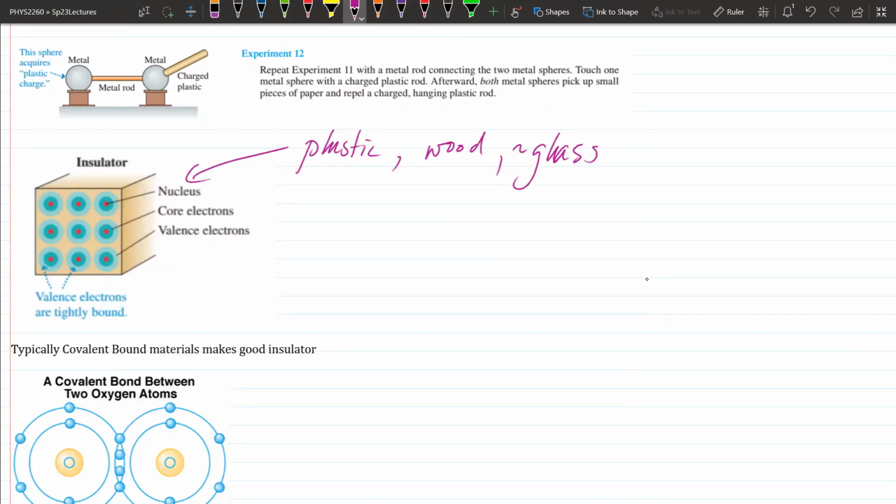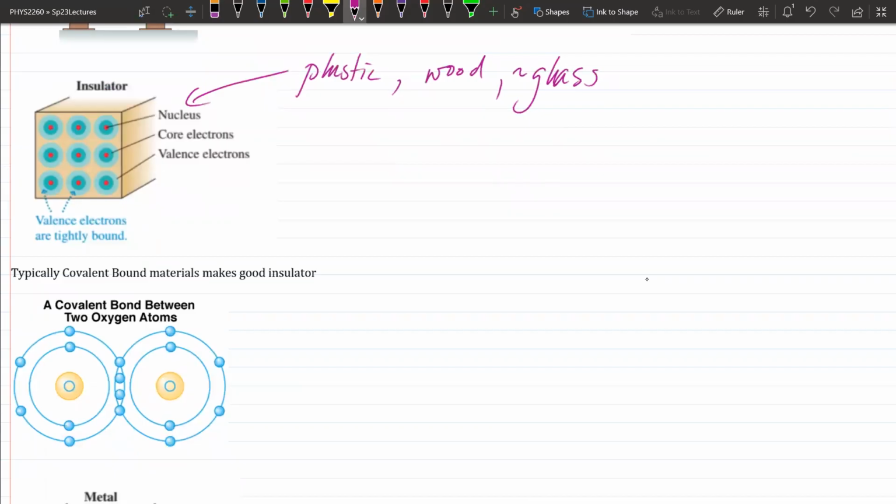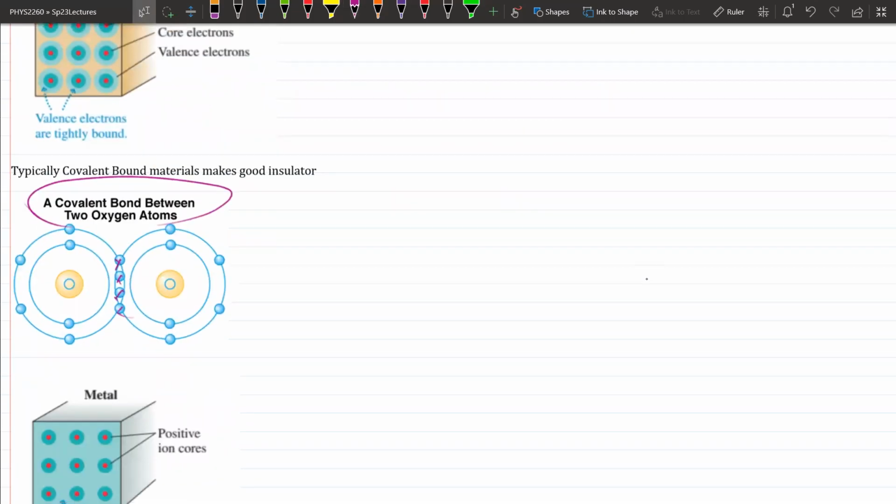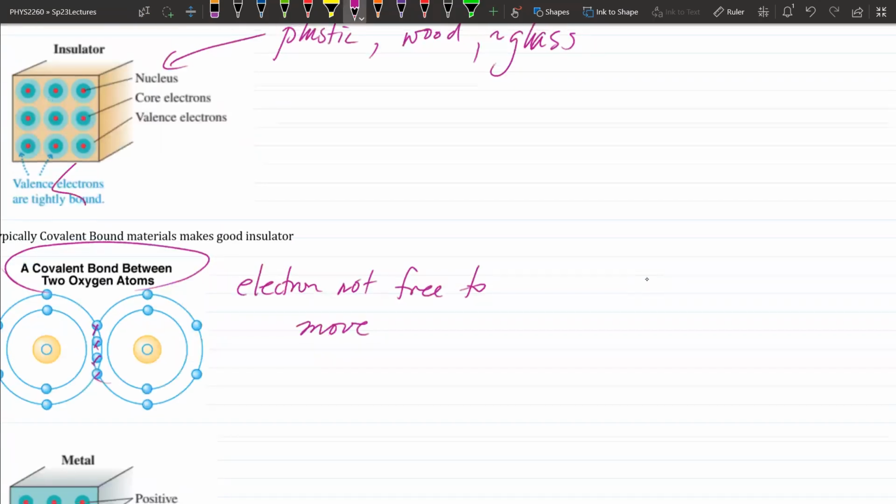And the reason for that is because these types of material have covalent bonds, where the electrons, these little blue circles, are supposed to represent the electrons, even though we don't really view the atoms this way anymore. They're kind of stuck between the nuclei and therefore are not free to move. So if you rub some wool on this material, you get an extra electron here, but that electron is not free to move around. So that's what I talked about yesterday.